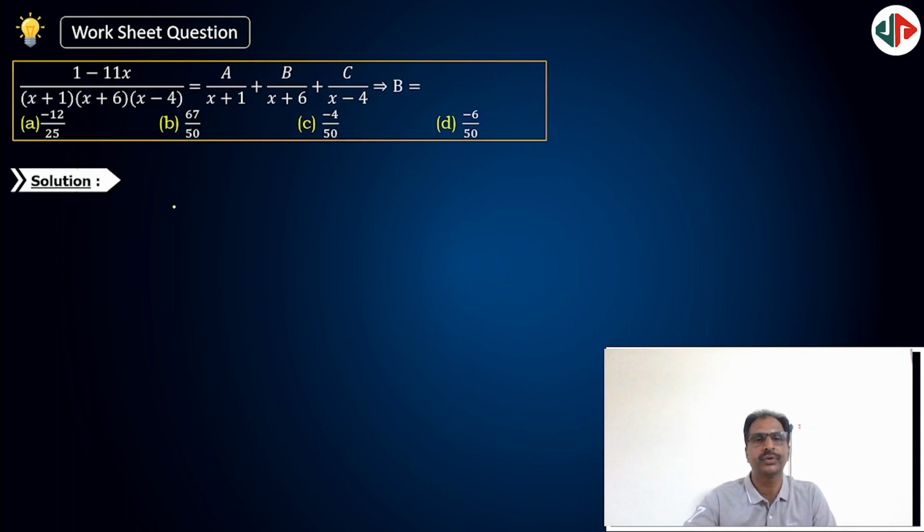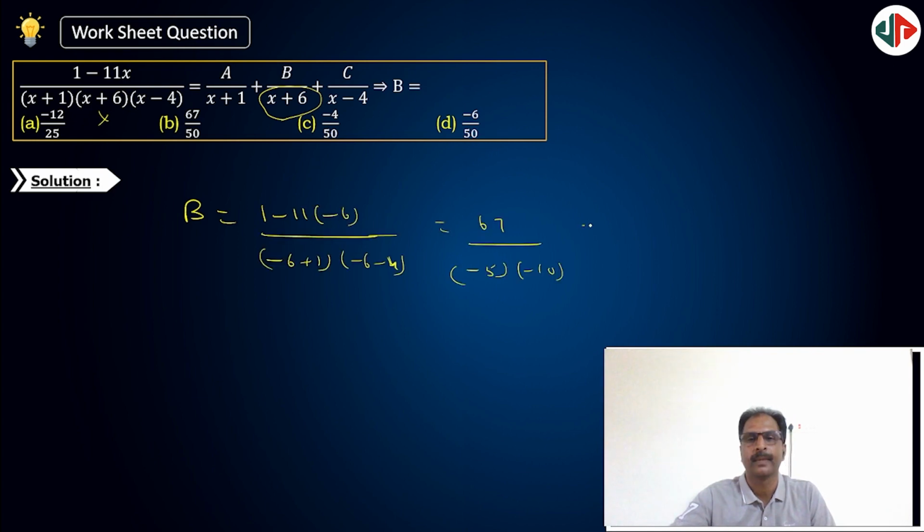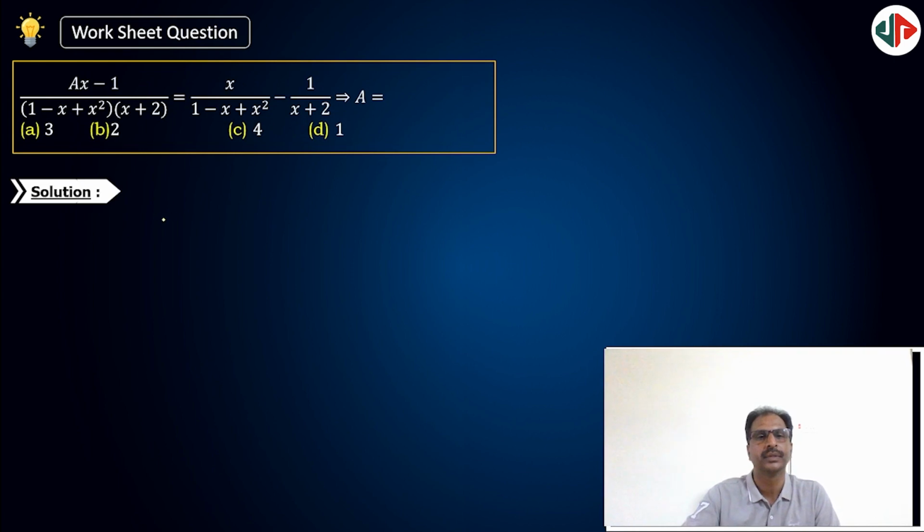Here the question is finding only B. For finding B, equate x plus 6 to 0, put x is equal to minus 6 except here. So 67 by 50. Option D. Here the question is finding only A. After taking LCM, you get A into (x minus 1) is equal to x into (x plus 2) minus 1 into (1 minus x) plus x.